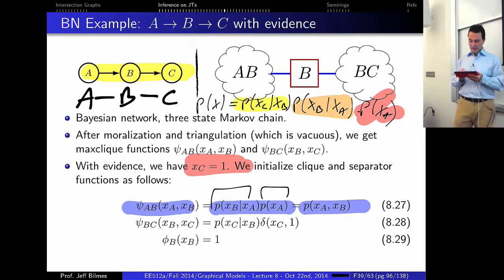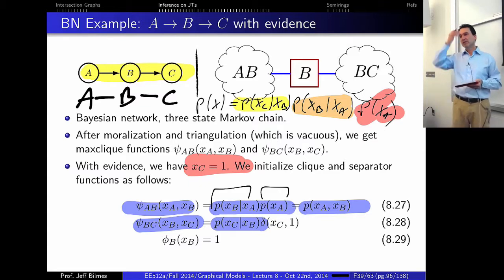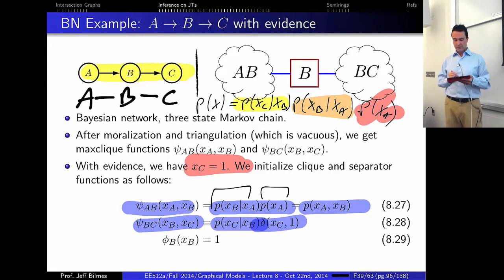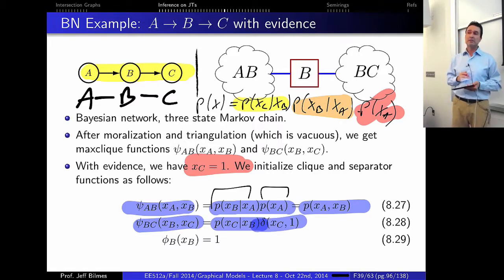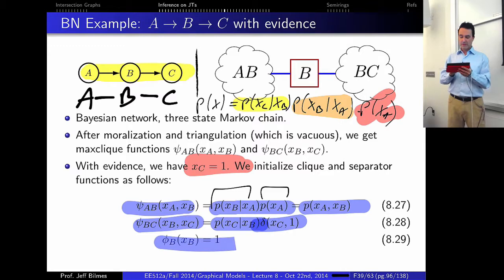The next thing we do is, for this potential function here, we multiply it by probability of x of c given x of b, which is the only remaining factor of the original one. But we also have to multiply it by a delta function corresponding to the evidence. So that's clearly not a marginal distribution. But it doesn't matter since we don't treat either of them as marginals yet. We also initialize the separator to be equal to 1.